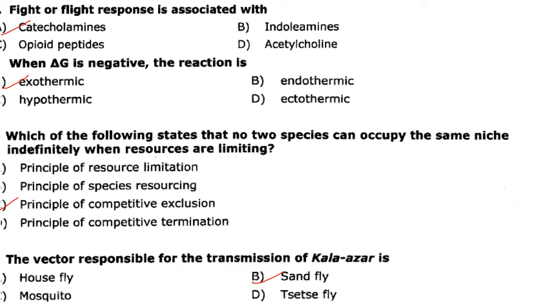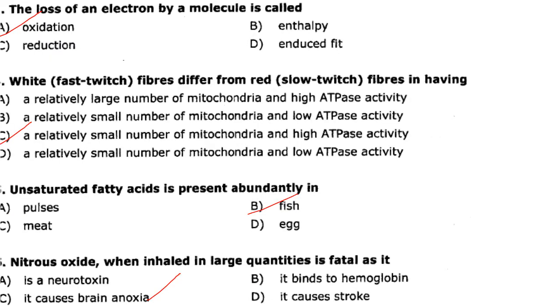The vector responsible for the transmission of Kala-Azar is the sandfly. Answer is option B. The loss of electron by a molecule is called. It is called oxidation. Loss of electron is an oxidation.